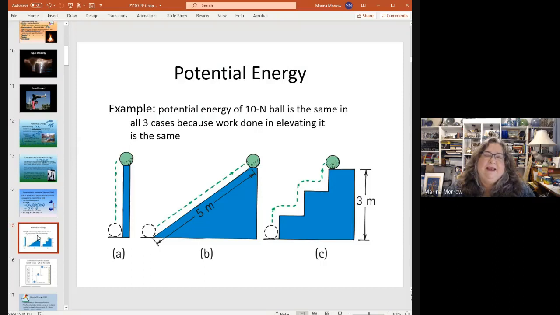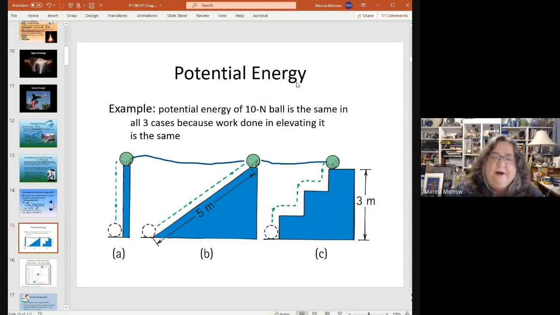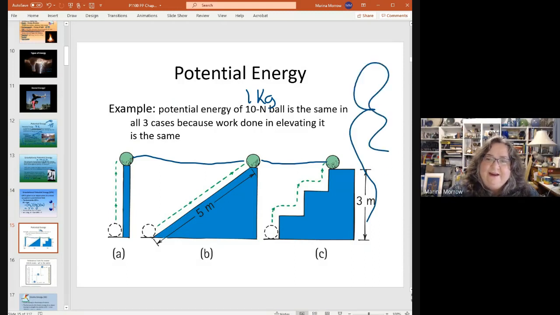Now, the interesting thing is, it doesn't matter how the ball gets up to that height. It just matters that it is at that height. So these balls are all at 3 meters. They're all 1 kilogram balls, which is a 10 Newton ball, right? So a 10 Newton ball is 1 kilogram. And they've been raised up in different ways. One was raised straight up to the top of the post. Another one went up a ramp. Another one went up some stairs. And you could even have one that goes up and then goes way too high and then eventually ends up back at the right height.